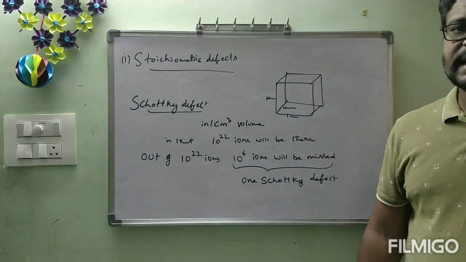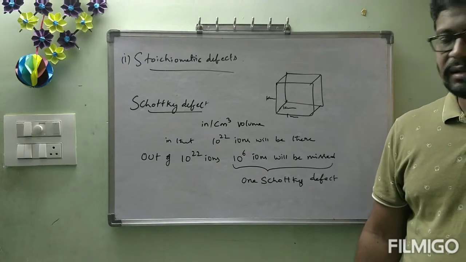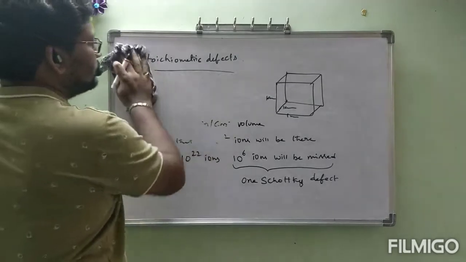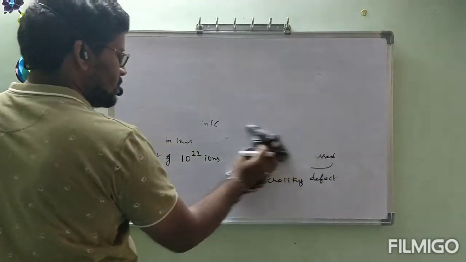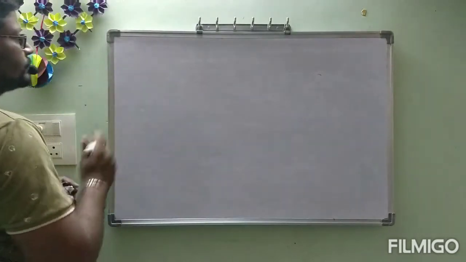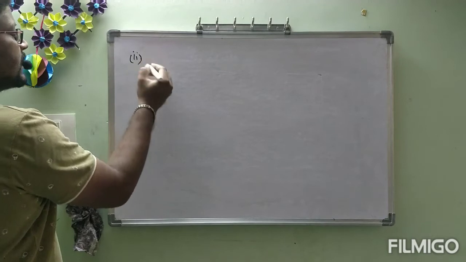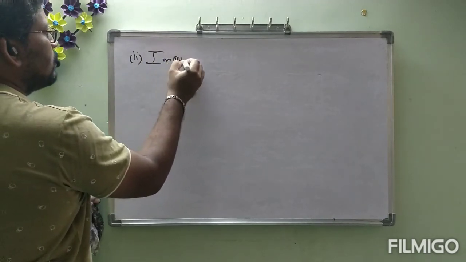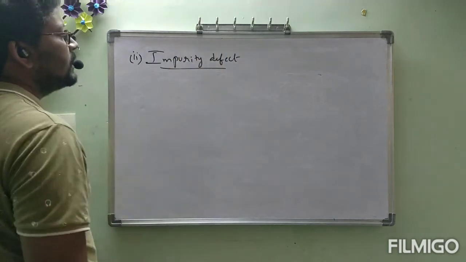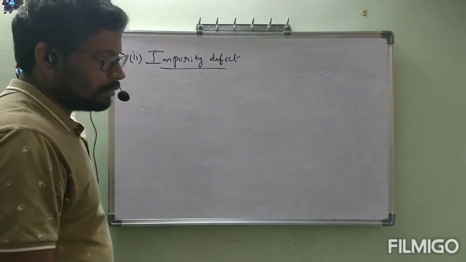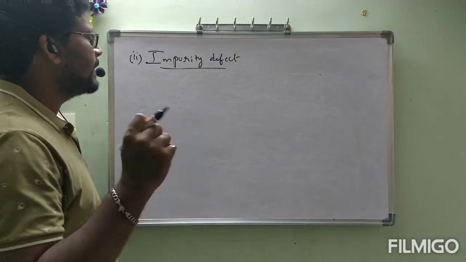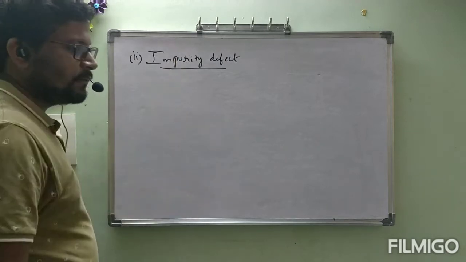Next we will go for the second type, that is impurity defect. Let us see that one. Second one, impurity defect. Let us observe impurity. What is meant by impurity?